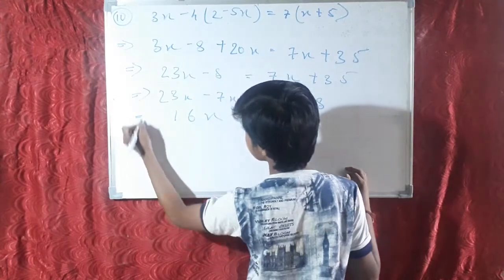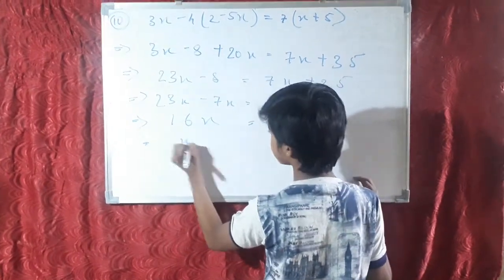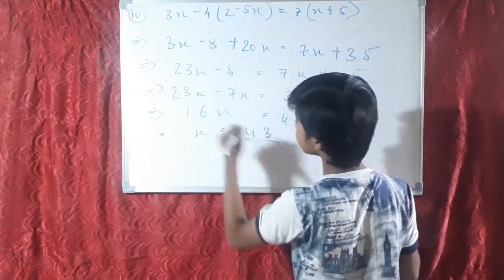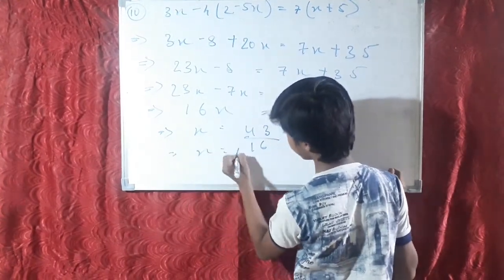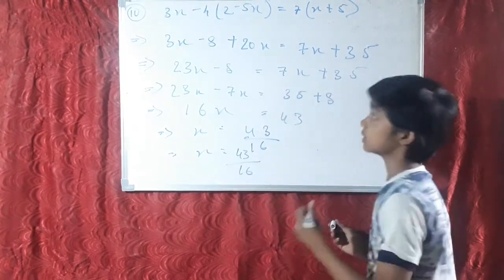16x, and so it is equal to 43. Now what will x be? It will be 16 here. It won't be divided, so x is equal to 43 by 16 as it is. It is your answer.